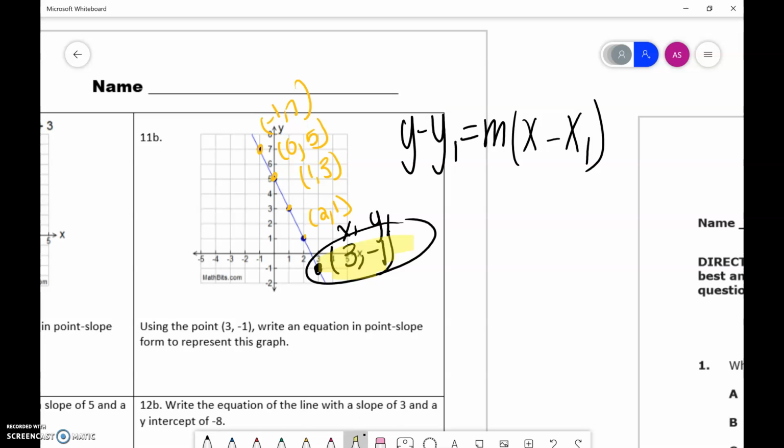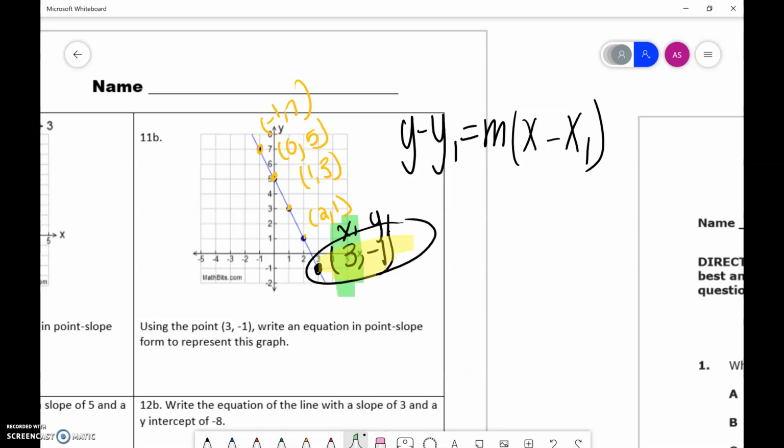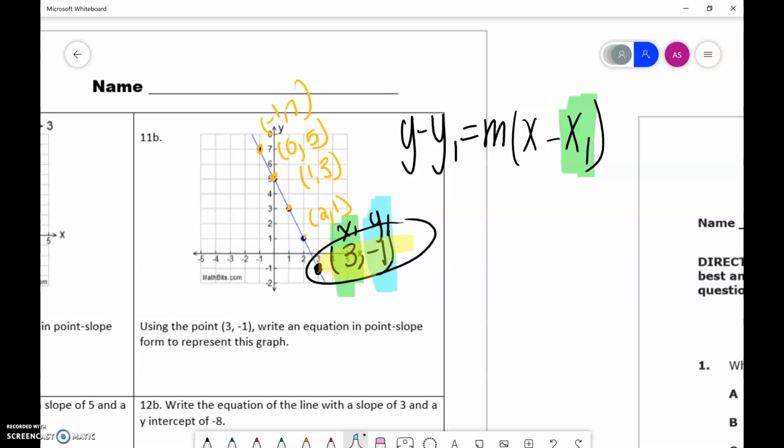Okay, so we know that x1 will go here. Y1 will go here. And we still need to find our slope. So we're going to pick 2 points. And for this, you can pick any 2 points. Okay, so I see I'm going down 2. So that's negative 2 and over 1.